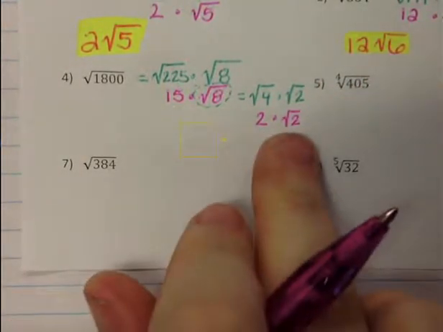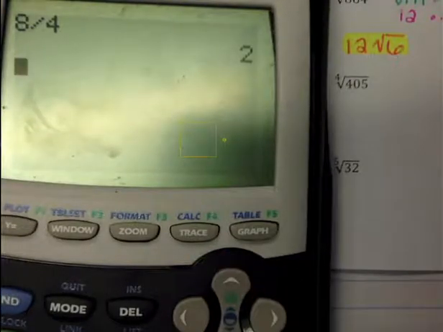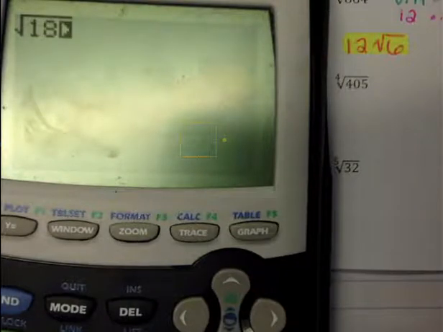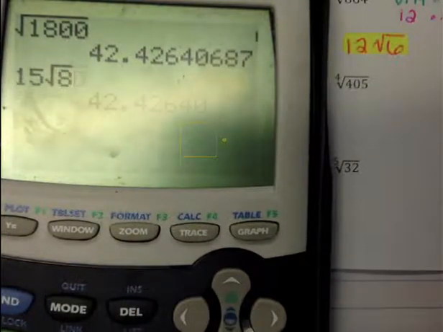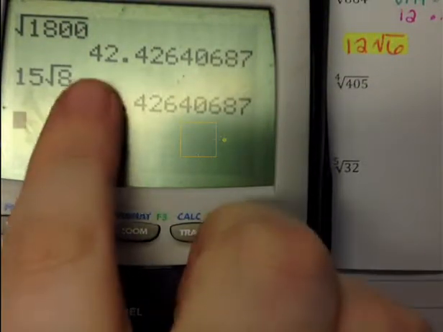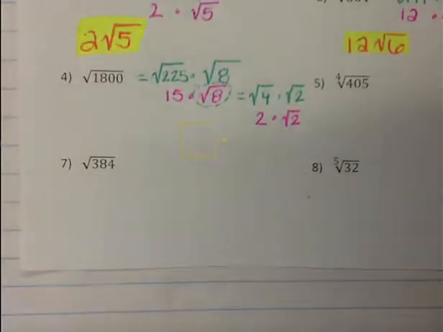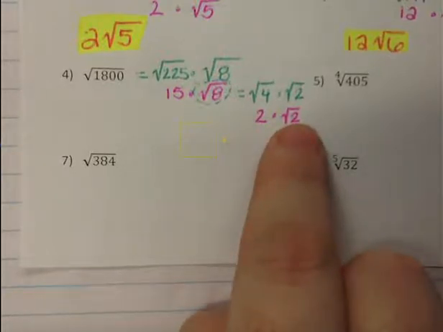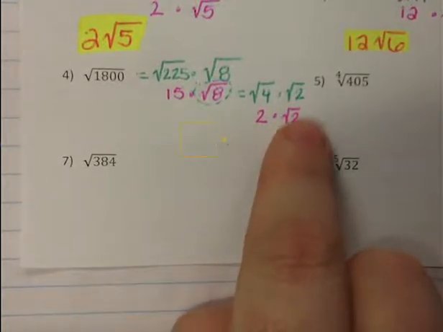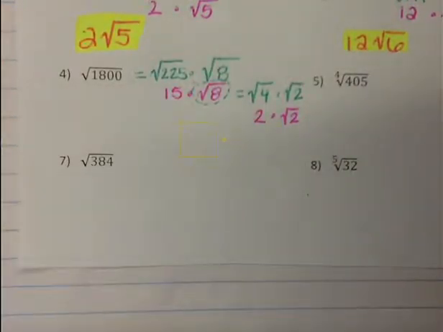Now, the reason I did this is because if I were to type in the square root of 1800, I get a decimal. If I were to type in 15 square root of 8, I get the same decimal. But we don't know if it's completely simplified, which is what we're trying to do, completely simplify. So now that the radicand of 2 can only be divided by the 1, I know that this is simplified completely. So I just have to put it all together.